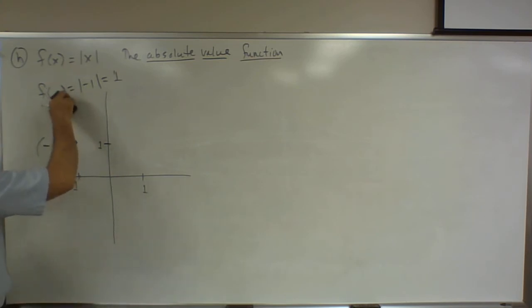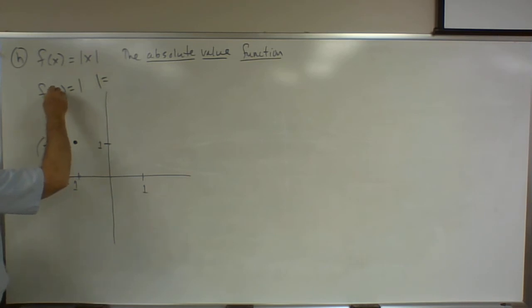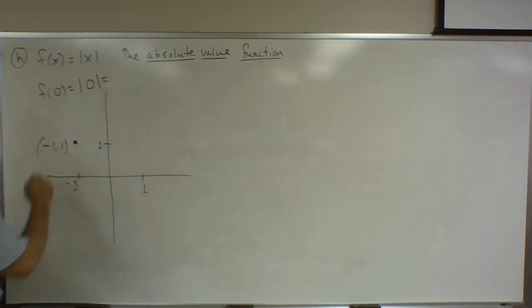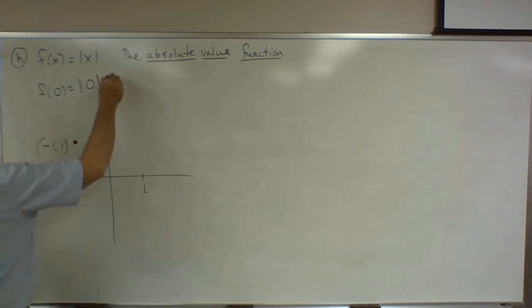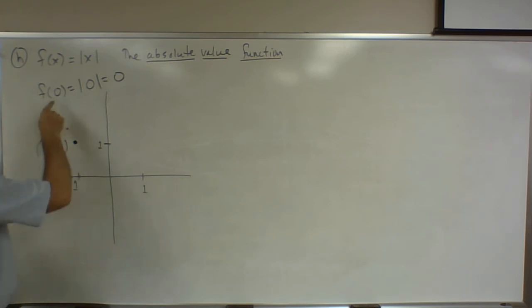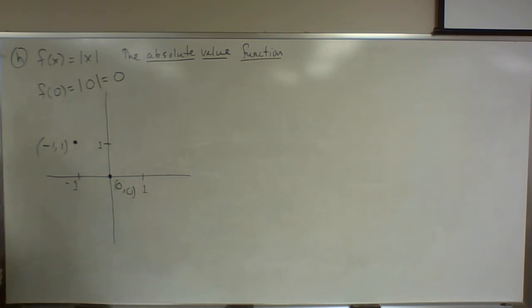Now we'll try our old friend 0, and we'll substitute that in for x. F evaluated at 0. Every place we see an x in our definition, we put a 0 down here. So we have the absolute value of 0, which is 0. So when x is 0, y equals f evaluated at 0, which is 0. 0, 0, okay.